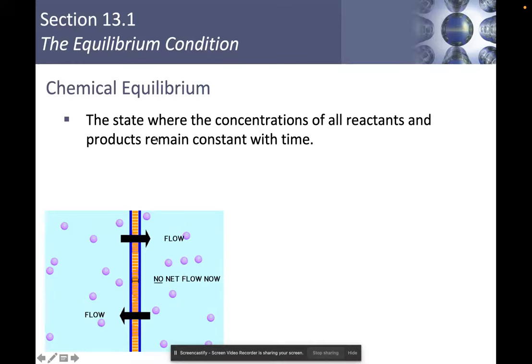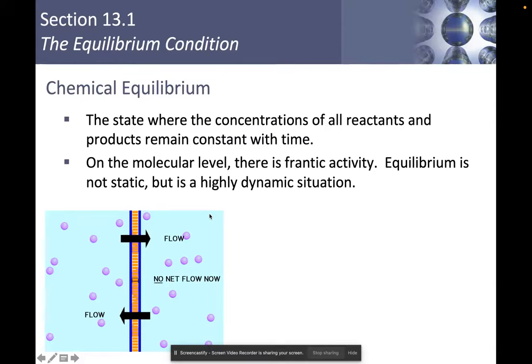Equilibrium is a state where the concentrations of all of your reactants and all of your products remain constant with time. From a macroscopic level, it looks boring, like nothing's happening. But on a molecular level, there's a lot of activity. So it's important to know that equilibrium is not static. It's not like, okay, great, we've reached Zen and now nothing happens anymore.